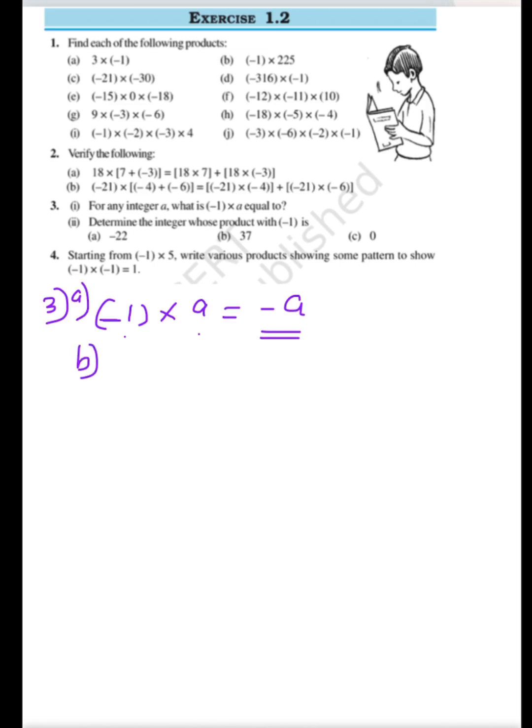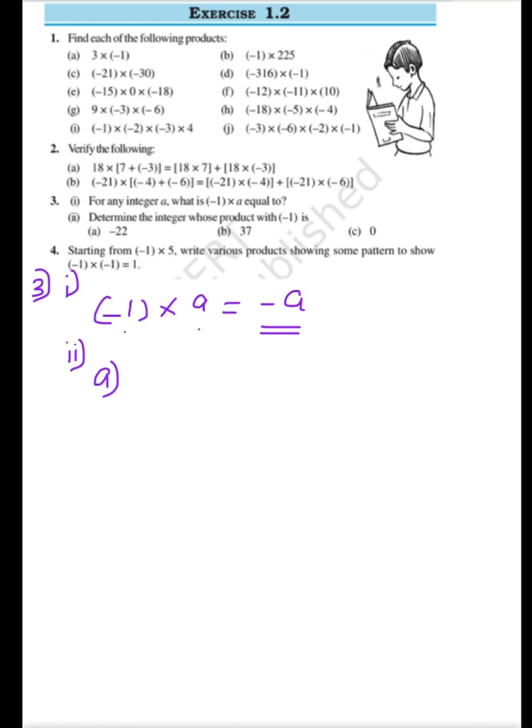Determine the integer whose product with minus 1 is minus 22. That means what? We have to determine the integer whose product with minus 1... Product means what? Into. Okay. When we are multiplying with minus 1, what will be the product? Minus 22. Okay, actually this is the question for A. That is, when we are multiplying a particular number with minus 1, what we will be getting? Minus 22 as the answer. So what will be that integer?